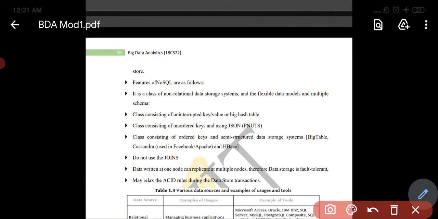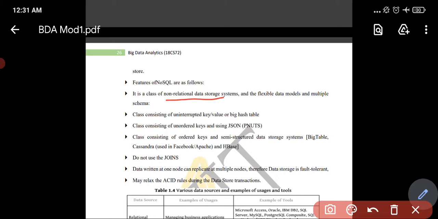It's a non-relational data storage consisting of key value pairs, that is a big hash table, with unordered keys, and using JSON. It is a semi-structured data storage system. Cassandra is used. Do not use joins, and data is written at one node and replicated at multiple nodes. We may relax ACID properties during big data.